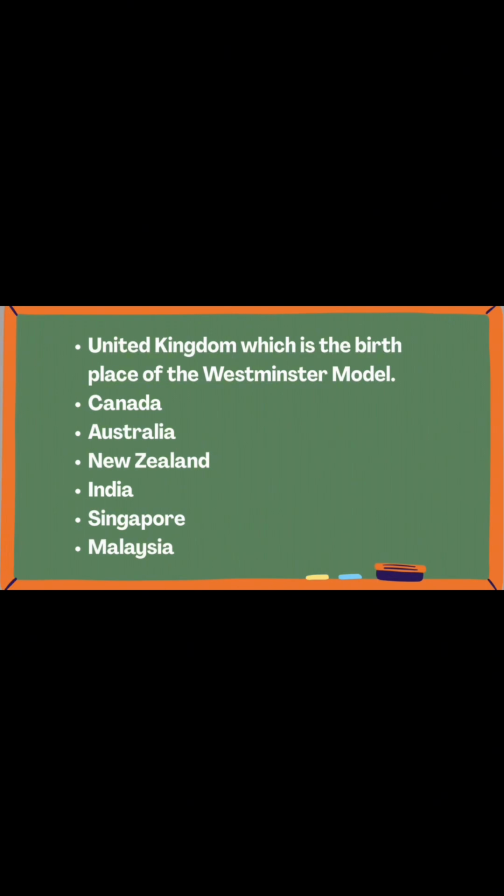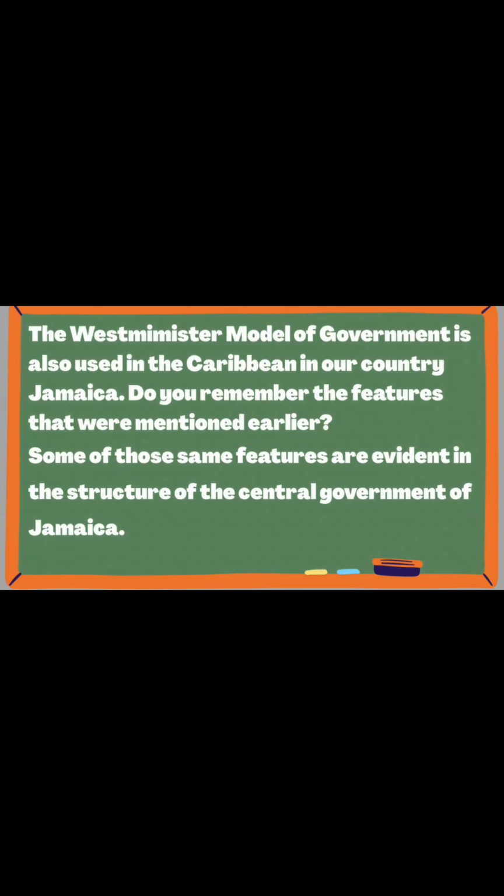Who uses the Westminster Model of Government? Countries like the United Kingdom, which is the birthplace of the Westminster Model, Canada, Australia, New Zealand, India, Singapore, Malaysia. It is also used in the Caribbean, in our country, Jamaica. Do you remember the features that were mentioned earlier? Some of those same features are evident in the structure of the central government of Jamaica. King Charles III is our ceremonial head of state, represented in Jamaica by the Governor General.